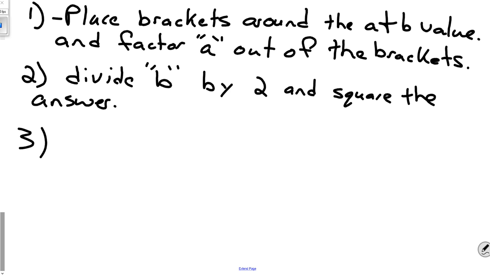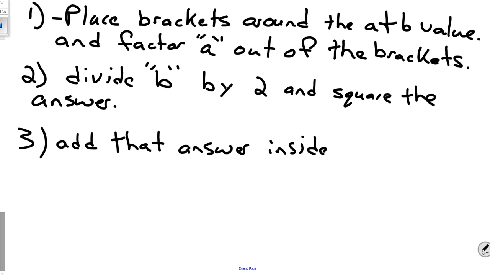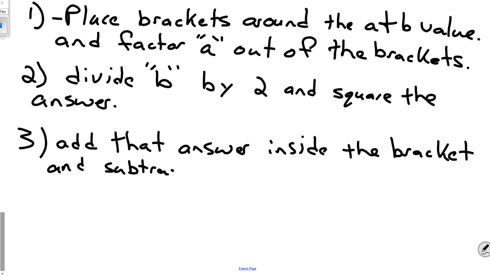I'm just paraphrasing this, and then I'll do an example or two, okay? Then add that answer inside the bracket, and subtract it outside the bracket.